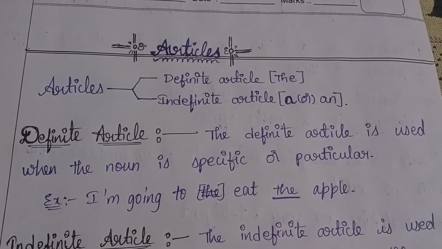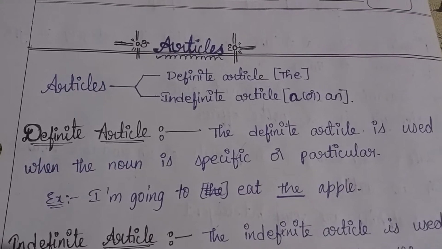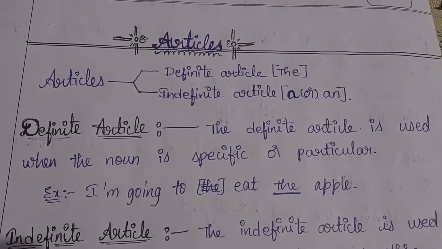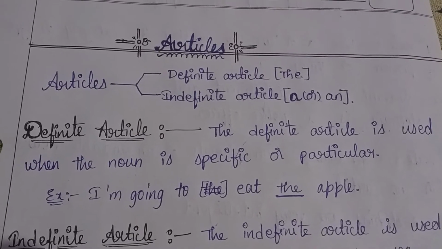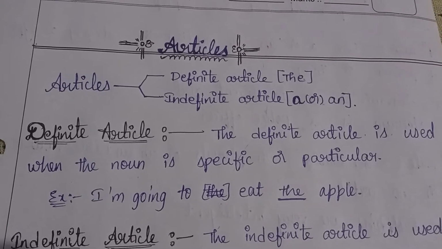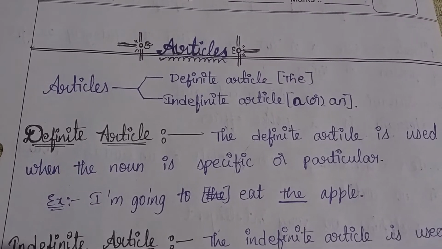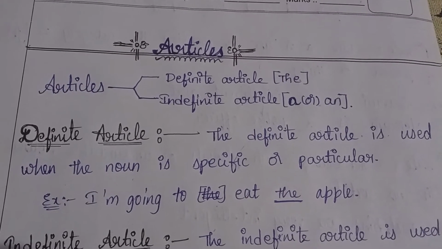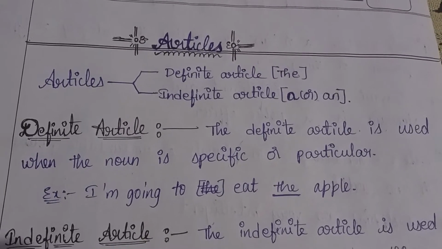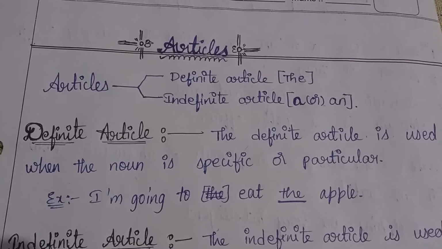So now, articles are mainly of two types. They are definite article and indefinite article. The definite article is used when the noun is specific or particular. For example, when you are talking about a person or a thing very particularly and specifically, then we should use the definite article. For example, I am going to eat the apple. Here we are talking particularly about an apple, so we should use the definite article over here, and that definite article is the. I am going to eat the apple.